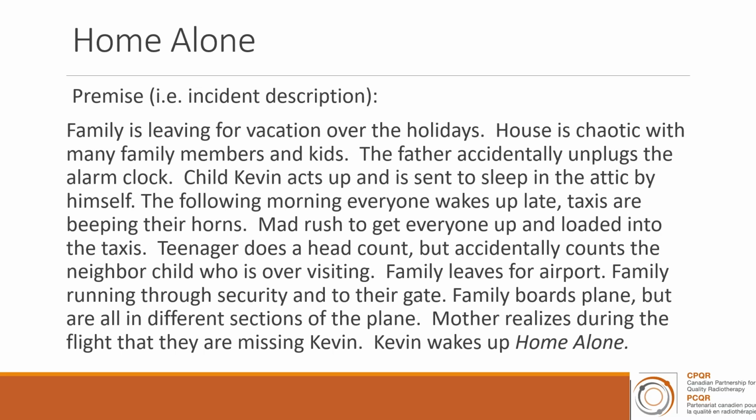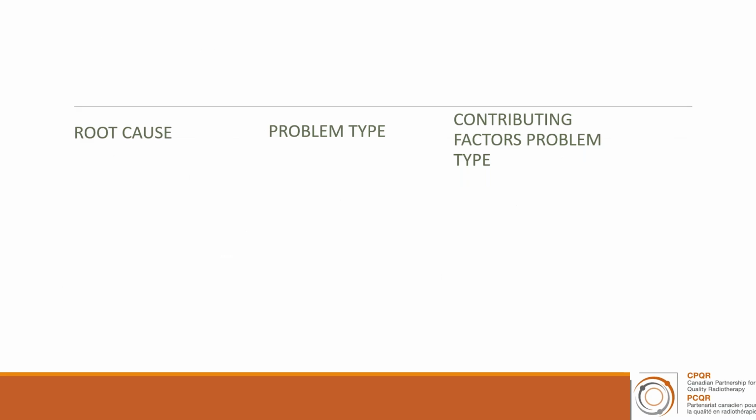We have a teenager who does a head count, but accidentally counts the neighbor child who's over visiting. The family leaves for the airport. The family's running through security into their gate. The family boards the plane, but they're all spread out in different sections of the plane. The mother realizes during the flight that they're missing Kevin, and Kevin wakes up home alone. So that's the premise, or the incident description in this case. So let's look at it a little bit differently.